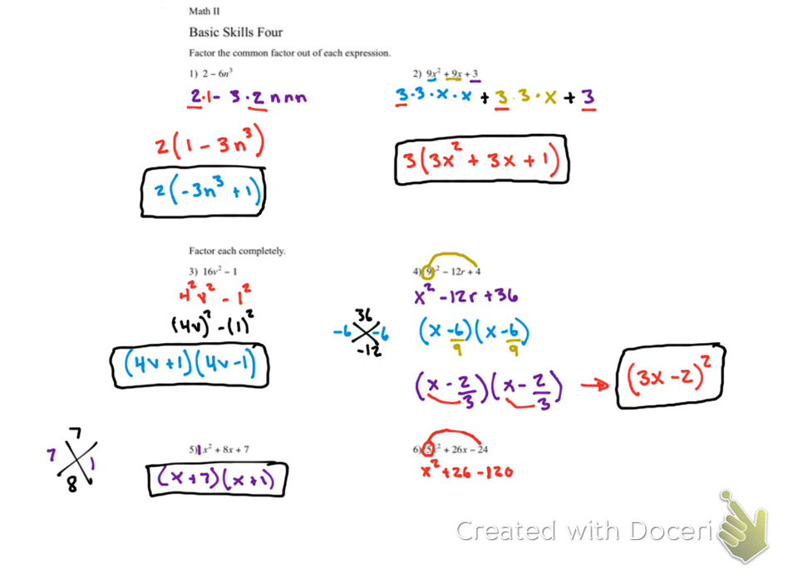Okay, now we got to do our diamond method. What two numbers multiply up to negative 120 and add to 26? The two numbers we're going to be looking for are 30 and negative 4. And checking that out, 30 times negative 4 gives us negative 120. 30 minus 4 gives us 26. So here we have x plus 30 times x minus 4.